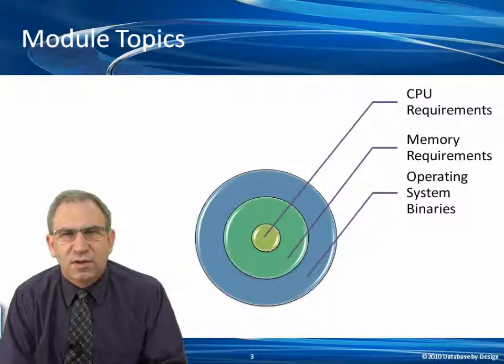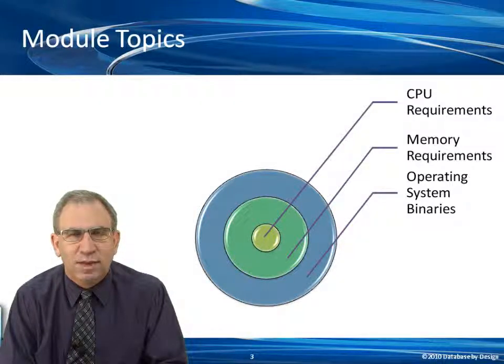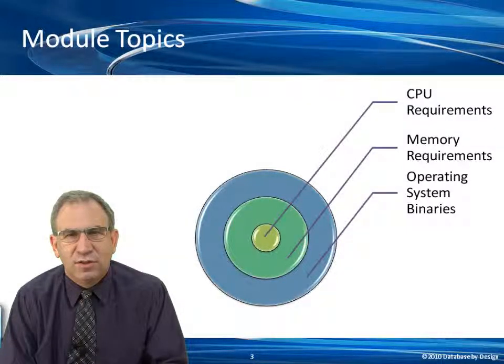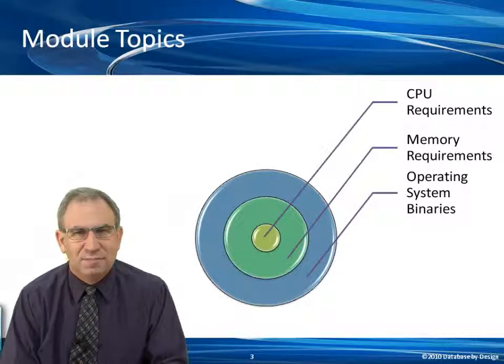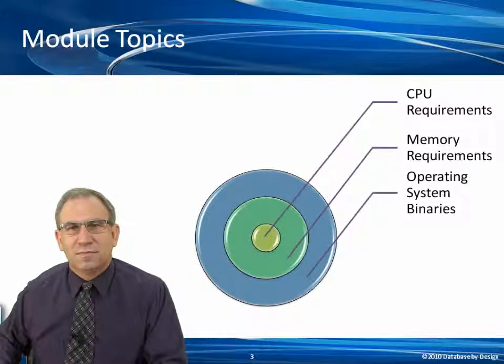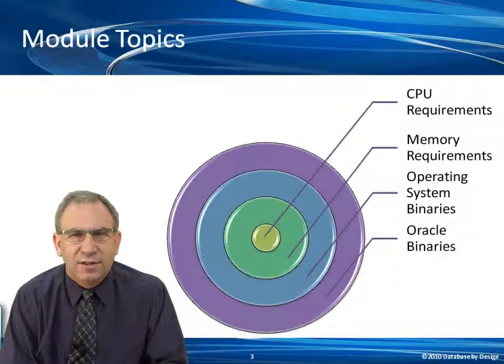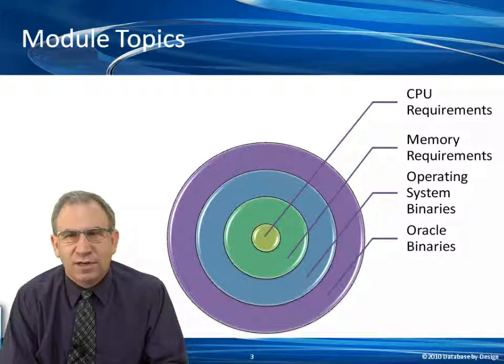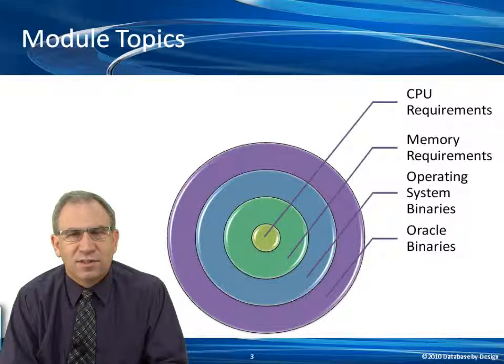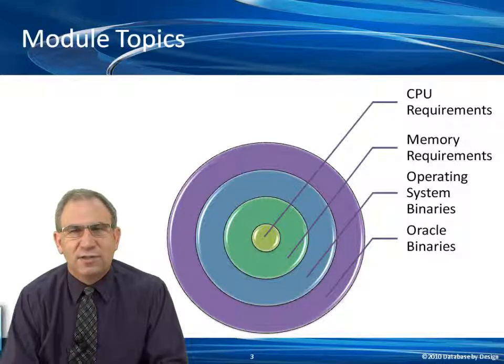And then we will look at the overall operating system binaries. When we talk about the operating system binaries, really what I'm referring to here will be the differences between a 32-bit and a 64-bit system. And we're going to do the same thing with our Oracle binaries. So again, it's the same thing. Is this going to be differences between a 32-bit system and a 64-bit system? So overall, we're going to look at what the CPU requires, the memory requires, our operating system, as well as the Oracle binaries. And these are the actual executables.